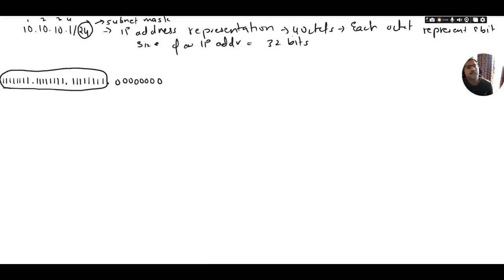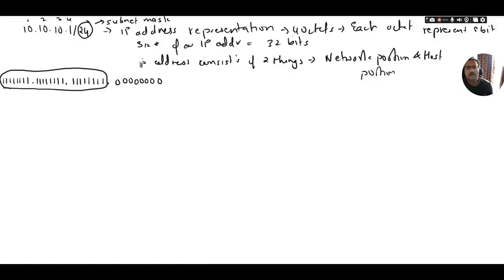Now what does this subnet mask represent? Basically an IP address consists of 2 things, correct? What are those 2 things? A network portion and a host portion. So what does the subnet mask signify? The subnet mask signifies the network portion. Remember this.